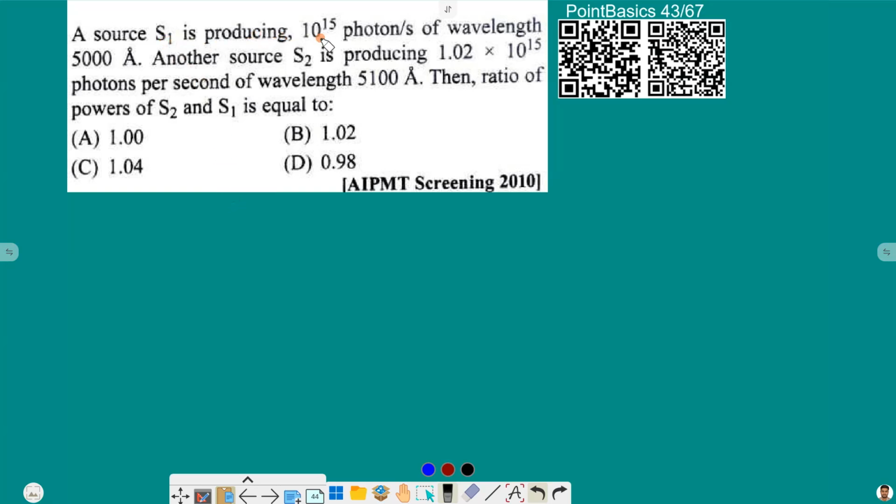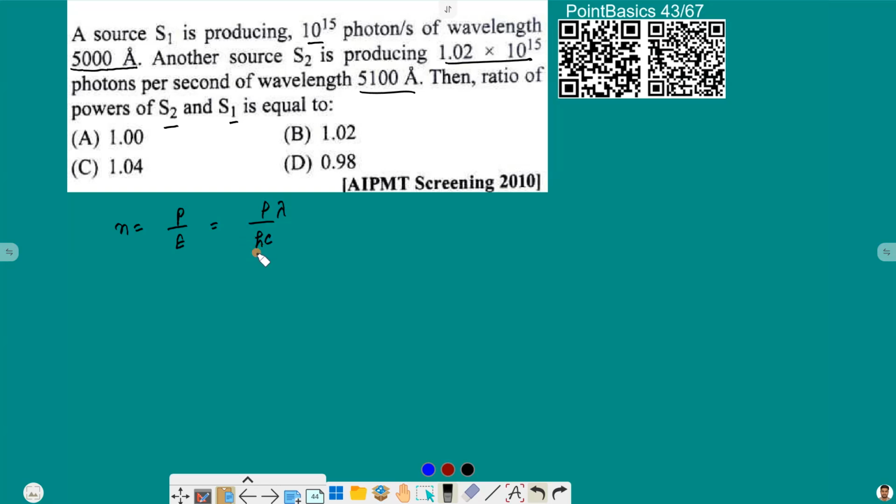A source S1 is producing 10 raised to power 15 photons per second of wavelength 5000 angstrom. Another source S2 produces photons per second of wavelength 5100 angstrom. Then find the ratio of power of S1 and S2. So here we have been given the number of photons, and we know that the number of photons is equal to power divided by energy, and that is P lambda by hc.